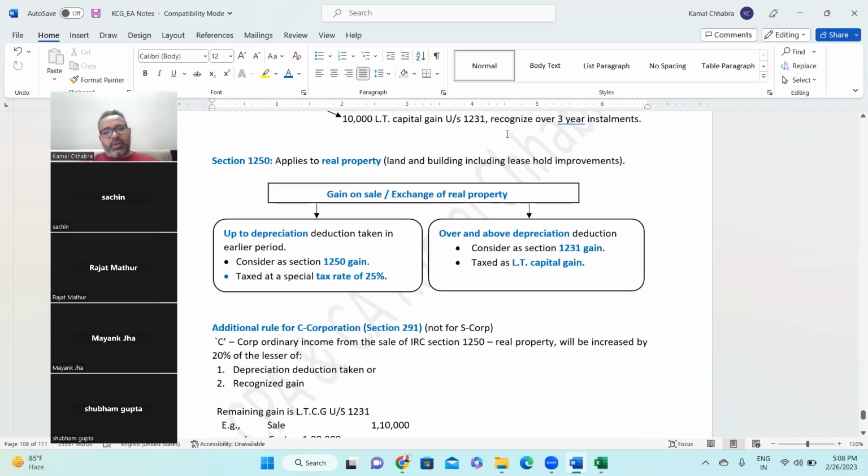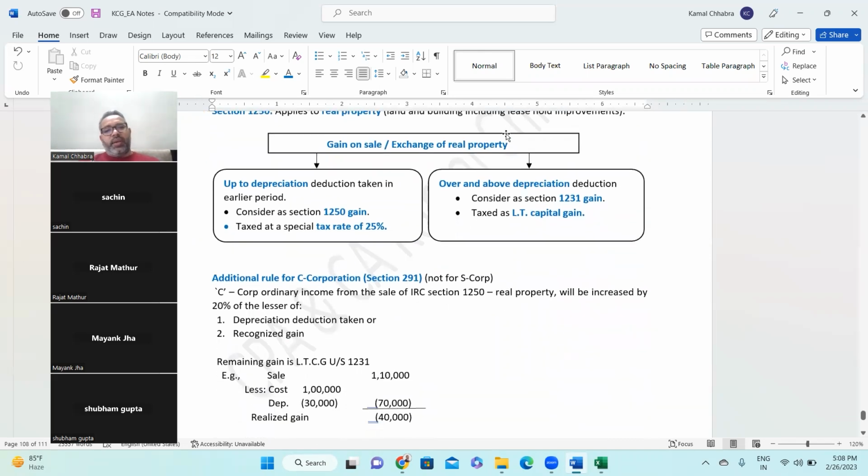Section 1250 applies to the real property. Real property are land and buildings and leasehold improvement. So gain on sale or exchange of real property, up to depreciation deduction taken in the earlier year, is considered section 1250 gain and taxed at a special rate of 25%. Over and above the depreciation would be considered in 1231 gain and taxed as a long-term capital gain. Same way how we have discussed in the above example.